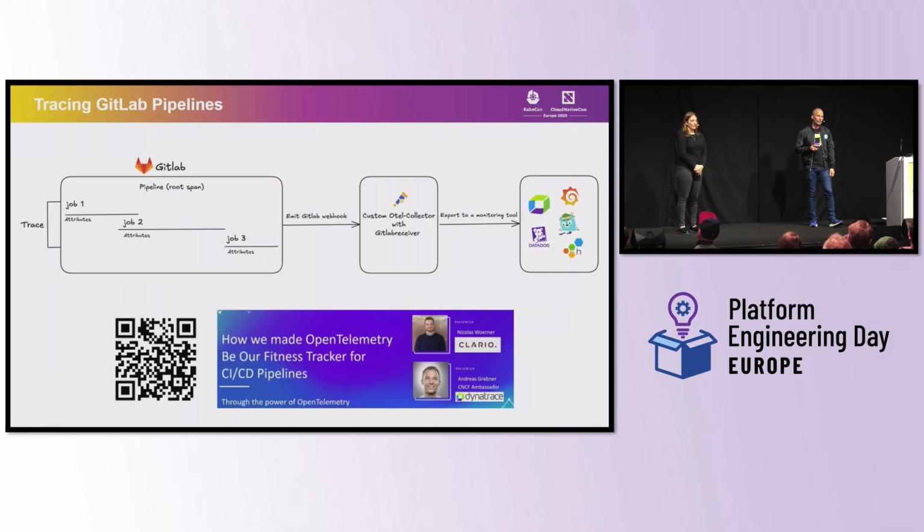One other talk that I was fortunate enough to co-present last year in Salt Lake City was actually one particular implementation of this. This was Nicolas Werner von Clario. He used GitLab, and he built an open telemetry collector receiver that can receive webhooks from GitLab and convert them into open telemetry traces. So for any GitLab pipeline, you get an end-to-end trace, and it's automatically enriched with the right fields based on the semantic convention that the open telemetry community is putting out.